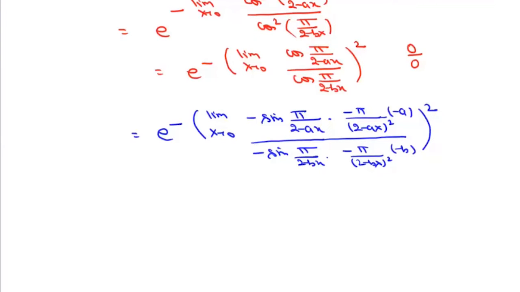Now if we put in the limit, sine pi by 2 is 1. Now minus pi and minus pi will cancel. This minus and minus will also cancel. Now if we put x as 0, this 4 will cancel. So the answer to this limit will be simply e to the power minus a square upon b square.